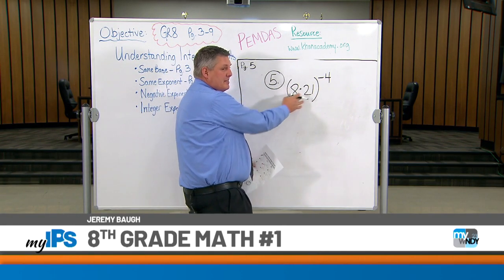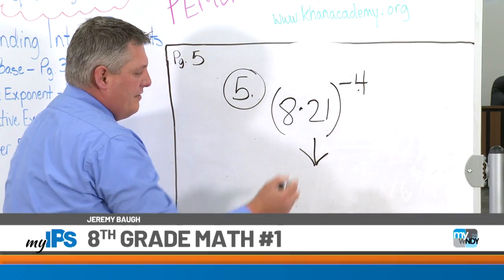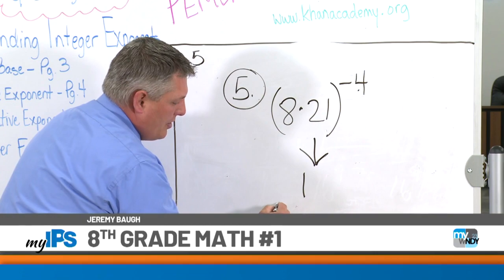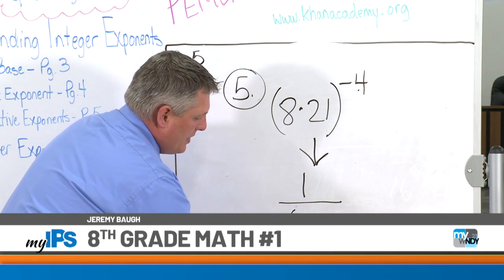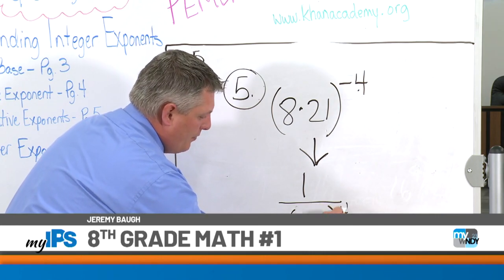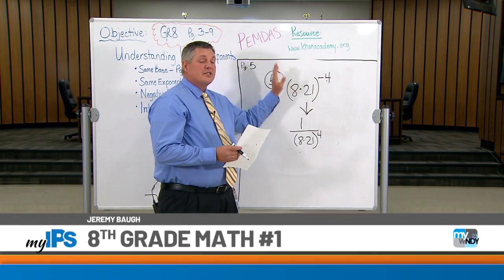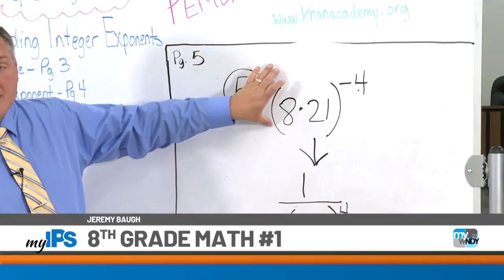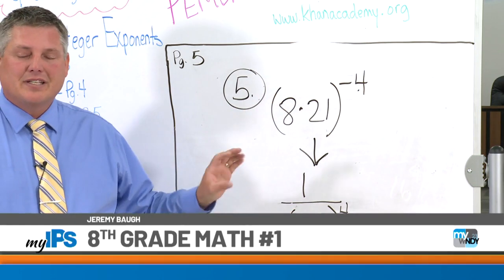So I don't have to worry about 8 times 21 or any of that. I literally am going to get rid of the negative 4 by simply putting a 1 on top, and then 8 times 21 to the power of 4 on the bottom. And if we were to solve this and write out the numbers, you would see that this is equal to this. Both numbers would become exactly the same.